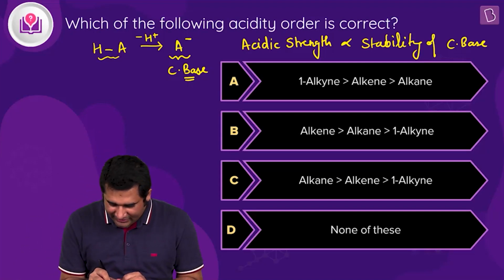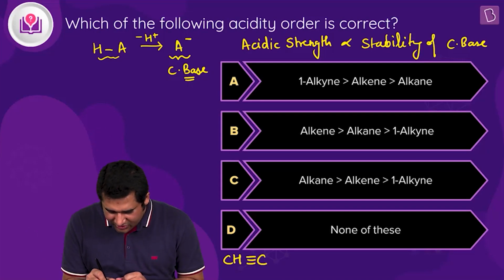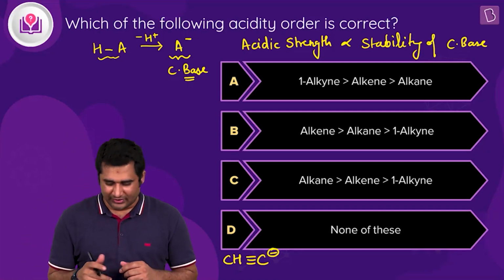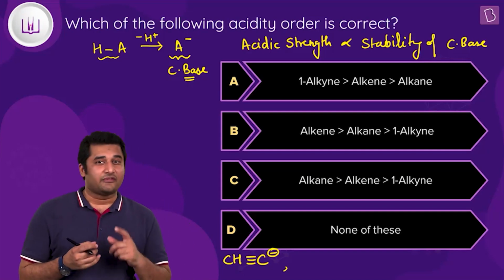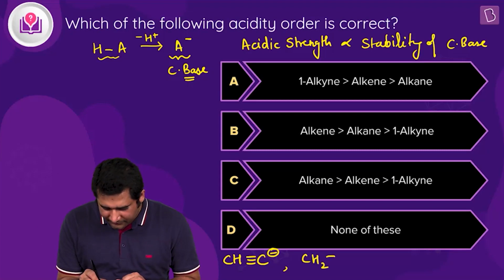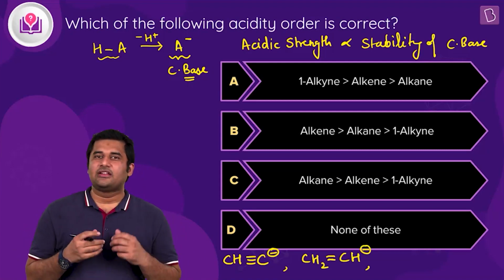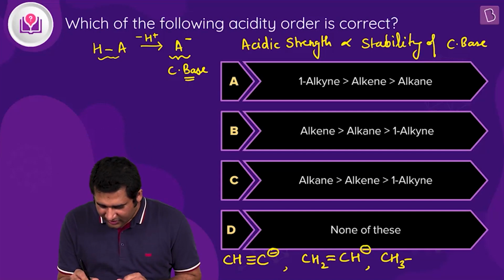Let's first do alkyne. I'm taking the example of ethyne. For ethyne, you can see we have CH triple bond C, then a negative charge, and this will be the conjugate base of ethyne, or you can say alkyne. Clear? Then we have alkene. I'm taking the example of ethene. If you make the conjugate base, you will get this particular molecule as the conjugate base of ethene. And then let's make the conjugate base of alkane, which I am taking here as ethane. So it will be CH3, then CH2, and there will be a negative charge here.